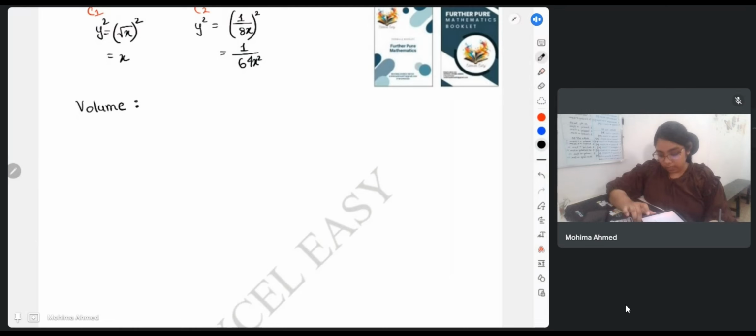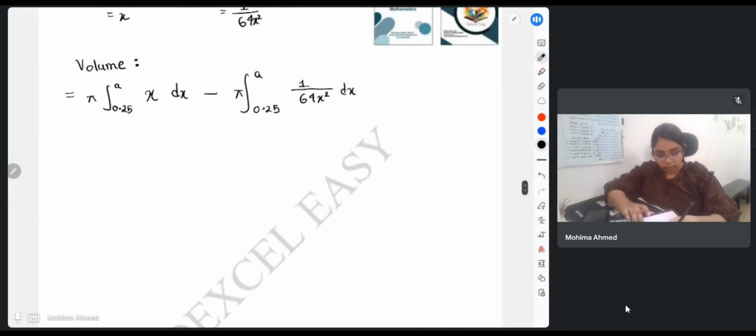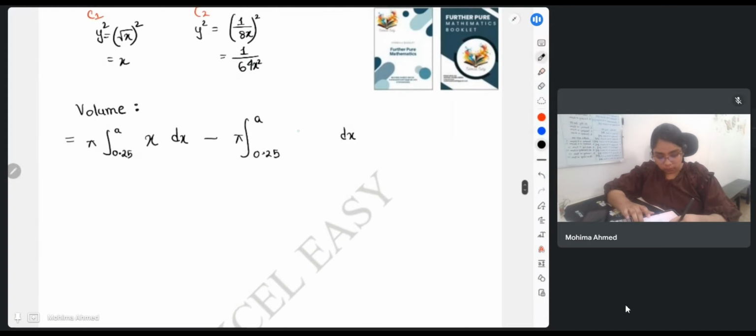In this case, the volume would be pi integral from A to 1 by 4, which can be written as 0.25. Now y squared is going to be x in this case, so x dx, minus pi integral from A to 0.25 of 1 by 64 x to the power minus 4 dx. I'll write this as 1 by 64 times x to the power minus 4, because for integration or differentiation, I would always suggest you keep the fractions in terms of powers. It's just easier to work with in that way.